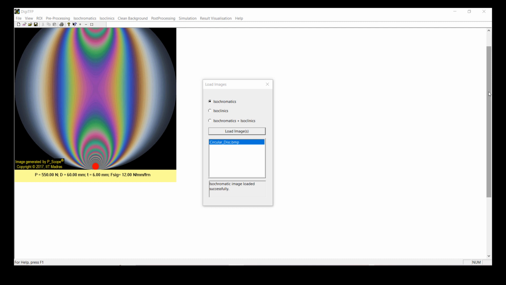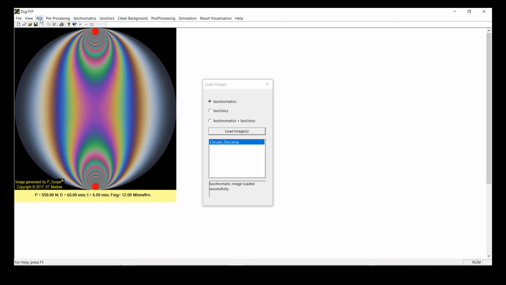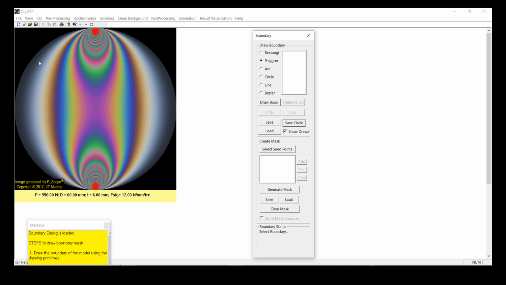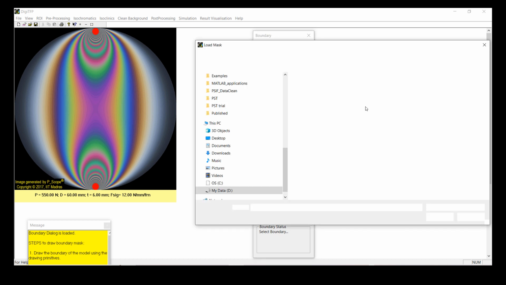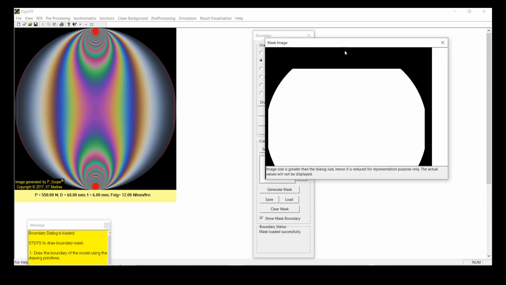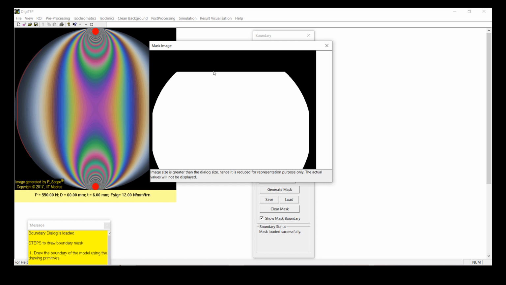Now let me go ahead and make a mask. Mask is to basically cut out the regions which we do not want in the analysis. For the purpose of this demonstration, I just want to show the middle portion as to how TFP performs. I already have a mask, so I'll just load that mask here. Here I'm able to see that I have cut out portions from the top and bottom, and I'm focusing only in the middle portion.